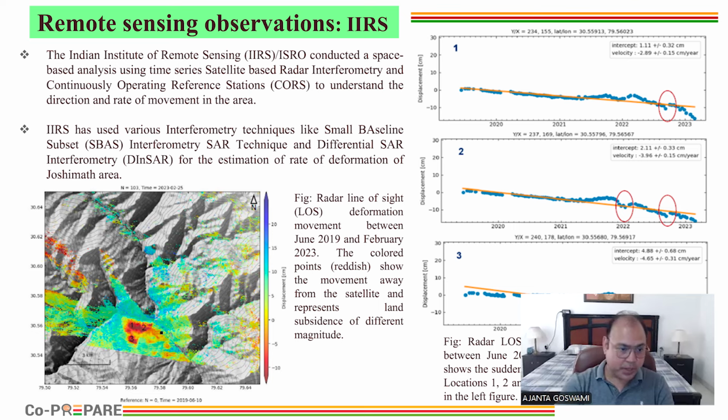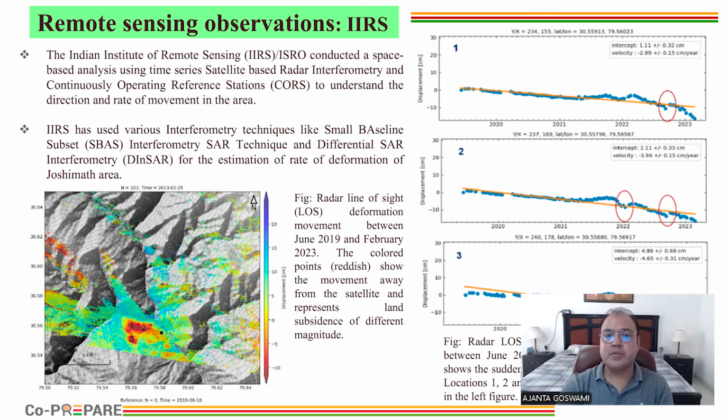And you can see, I don't know whether it is visible or not, 1, 2, and 3. There are three marks given here. These 1, 2, and 3 stand for these three locations. These three cross-sections show displacement in centimeter, and the x-axis stands for year. So this red circle shows the sudden change in movement of land surface for locations 1, 2, and 3. For 2, you can see this red mark here in 2022 as well as near 2023. In case of location 3, you can see displacement in the year 2023. So these are the radar LOS time series deformation displacement between June 2019 and February 2023.